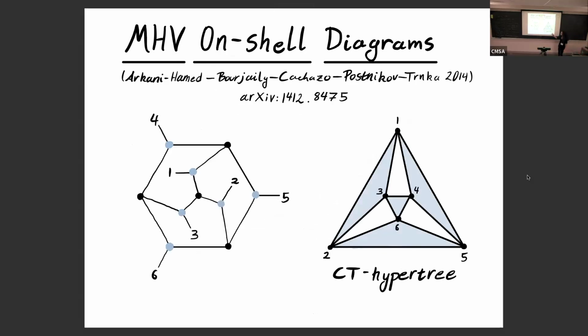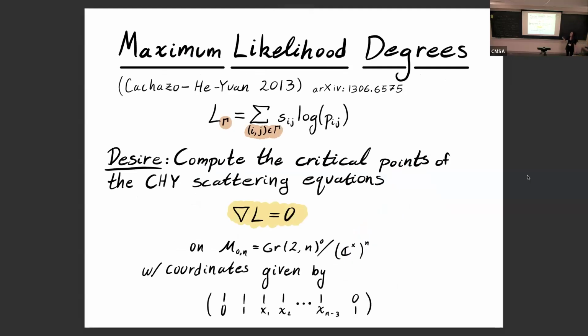A few years later, it was observed that collections of triples label reduced non-planar MHV on-shell diagrams. And much more recently, it was an observation of Freddy Cachazo and Nick Early that all of these hypertrees in the sense of Castravet and Tevelev give such labelings of on-shell diagrams. So this raises the question, how can we ask about the geometry of this connection? Perhaps is there some quantity that has some meaning in both contexts? And one such quantity is the maximum likelihood degree.